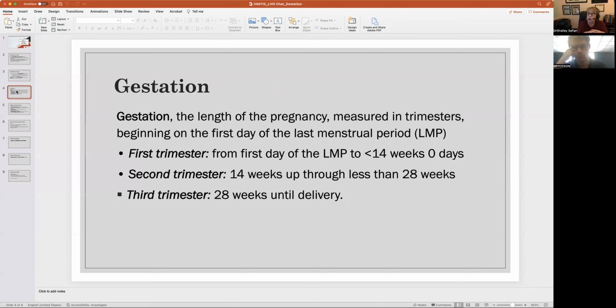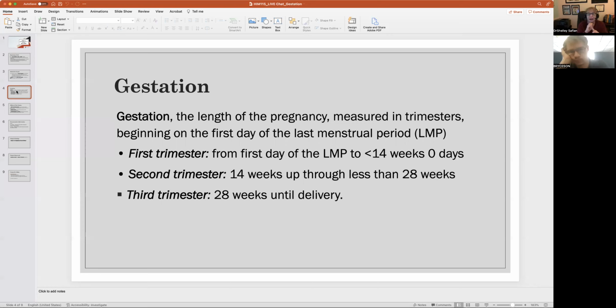Gestation is the length of time that the fertilized egg is growing inside the uterus. Okay. It is the length of pregnancy, and it's divided up into 3 trimesters. Remember, tri means 3, okay? Beginning on the first day of the woman's last menstrual period before she got pregnant, you know, before the oocyte and sperm alliance.